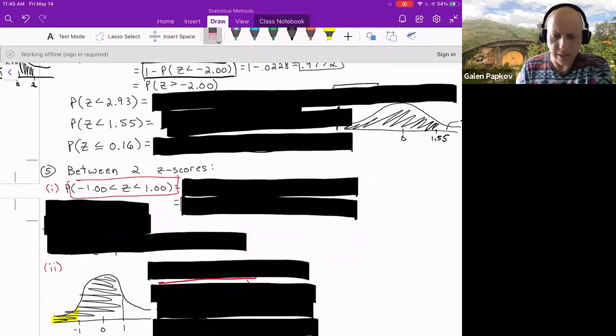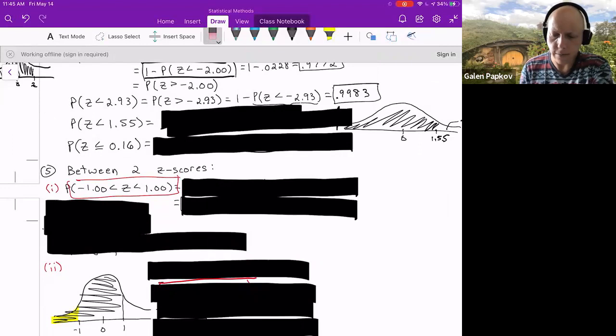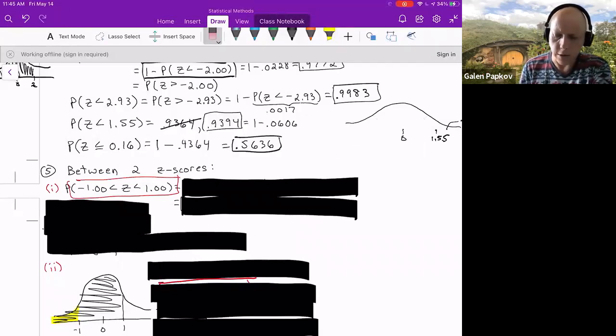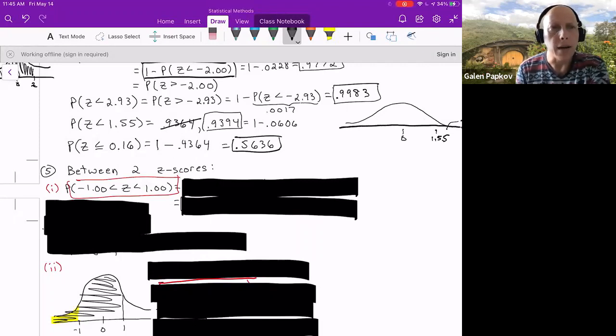For the next one, the area to the left of 2.3, you could get 0.9983. And I'll give you the other answers so that you could check yourself. And that's what you should have gotten or should be able to get. So if you didn't get them, take a moment to look this over, record it, take a picture, pause the video. Try to understand how I got those values.